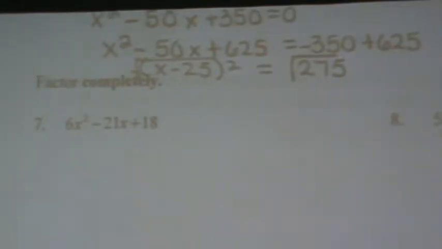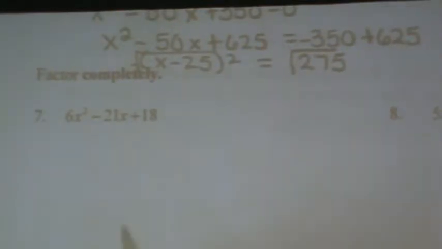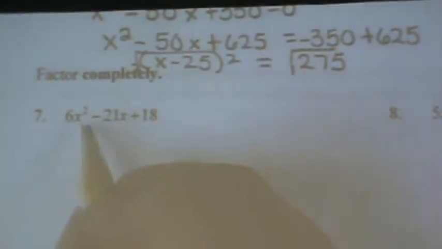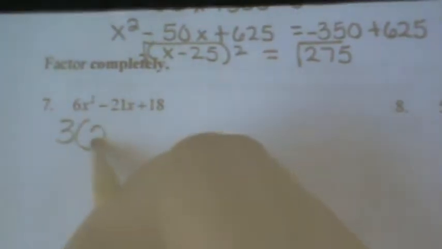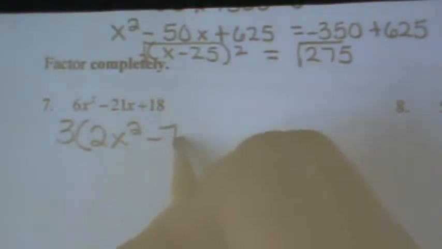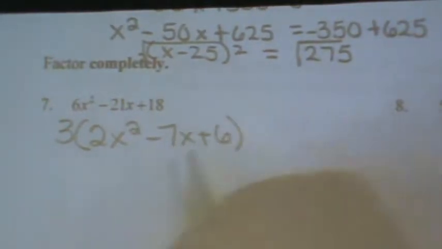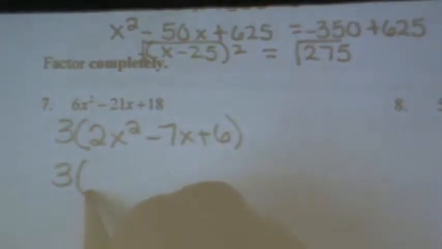Next, 7, 8, 9, and 10. You guys have got to get factoring down to an art, because if you can't factor, you can't solve. And we've gone through all this factoring stuff. First, always check to see, is there something you can pull out? In this one, you can pull 3 out. And then see how you're going to factor it.